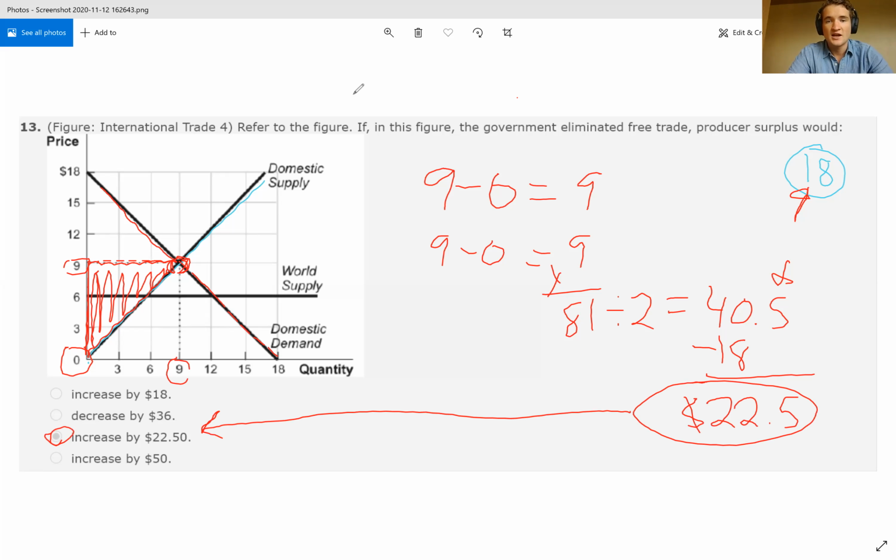Great. Anyway, that's just a couple little examples that we work through when we're talking about tariffs.